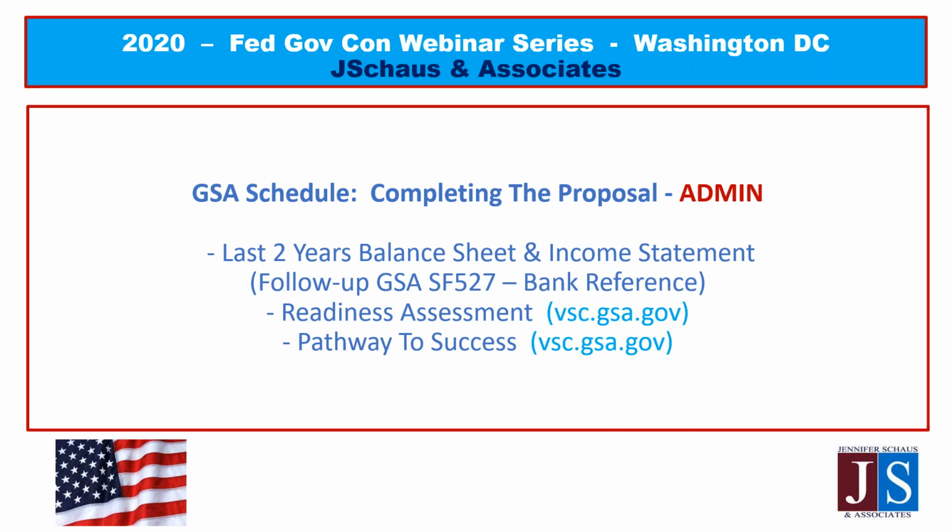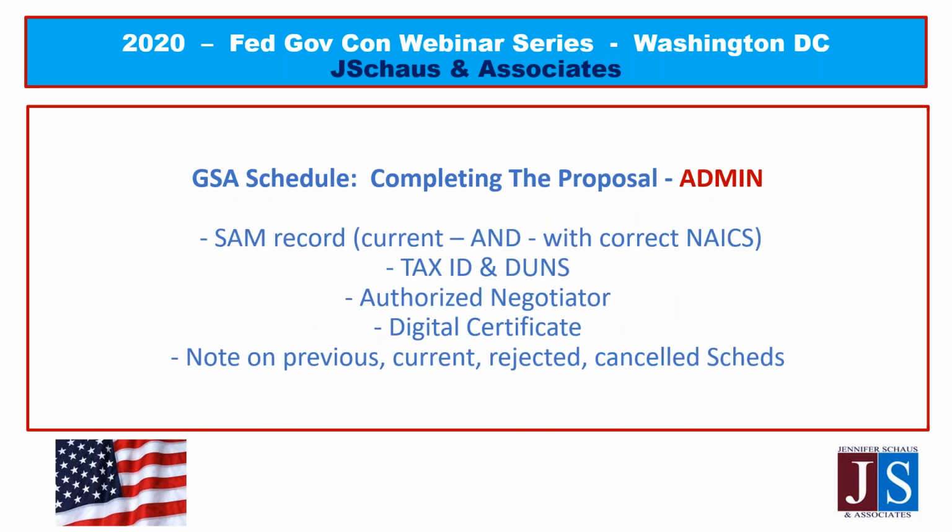You're going to have to take a readiness assessment. Give yourself about an hour or so to complete that. That can be found in the Vendor Support Center, vsc.gsa.gov, as well as the Pathway to Success, and that's vsc.gsa.gov as well. That is the Vendor Support Center. Both of those should have been completed within 12 months of your proposal submission date. And those are just good to take just to understand exactly what it is you're signing up for. If you have no idea what the GSA schedule is and you're just going to roll the dice and decide it might be a good idea for your business, please go through that as you are evaluating the pros and cons.